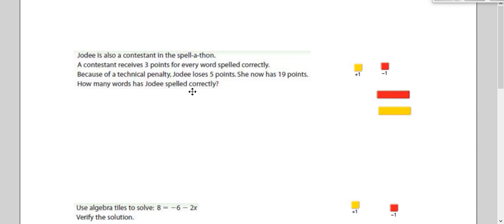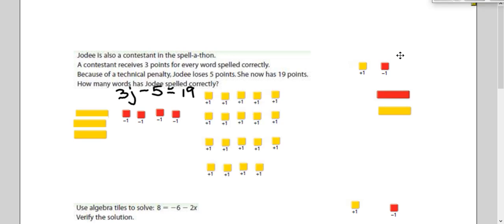Well, if we think about this, she receives 3 points for every word spelled correctly, but she lost 5 points, and she now has 19. So using algebra tiles, how many words has Jody spelled correctly? Well, let's get 3 of these guys. So 1, 2, 3, 5 of these. Oops. And 19 of these yellow ones.